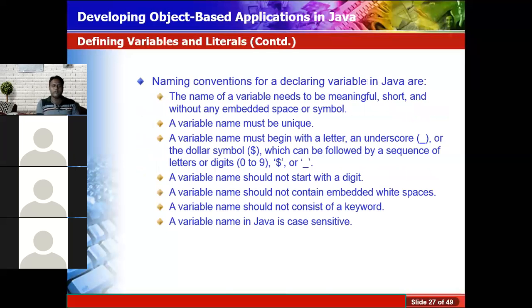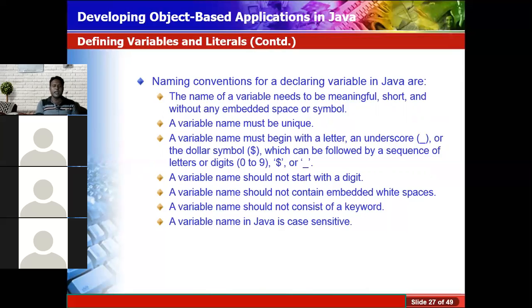When you give a variable name, you have to follow some kind of naming convention. The name of the variable needs to be meaningful. So avoid giving names like X, Y, Z. Suppose you want to store the age of a person, give the variable name as age. If you want to store the name of a person, give the variable as name. So it should be meaningful. A variable name must be unique in a program. Don't give a duplicate name.